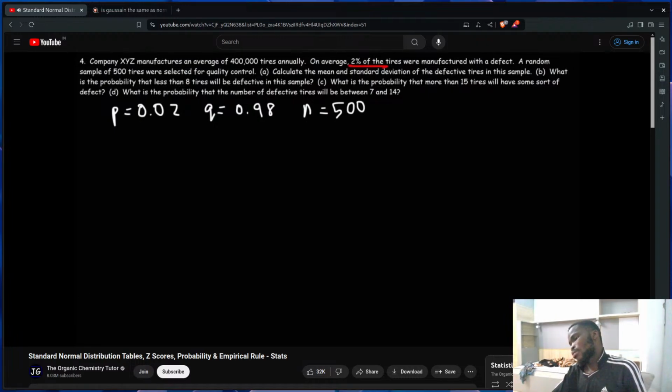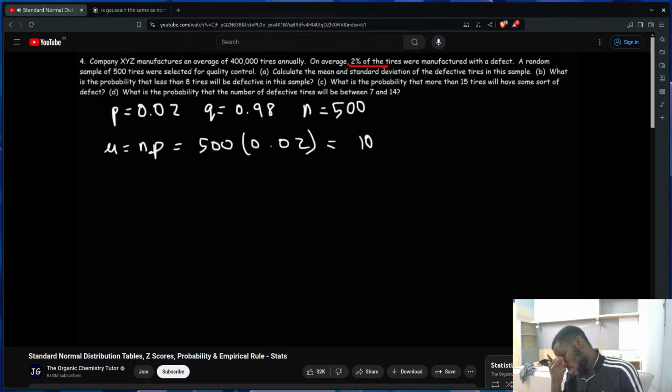Now, to calculate the mean in this situation, we could use this formula. It's going to be N times P. So it's 500 times 0.02. So basically, we're looking for 2% of 500. 0.02 times 500 is 10. So about 10 of the 500 tires on average will have a defect. So that is the mean.